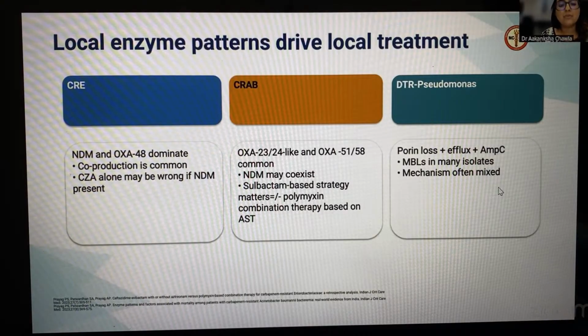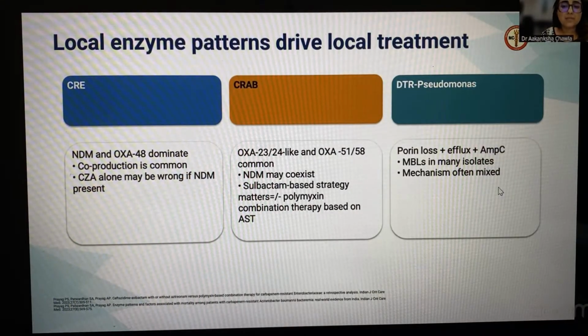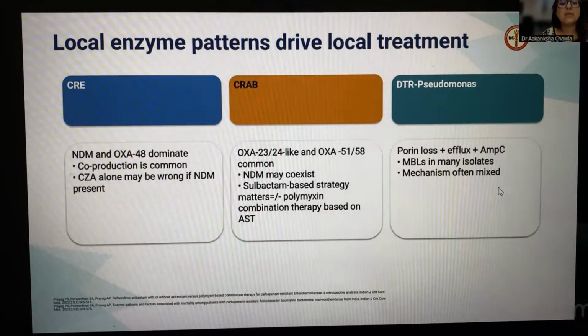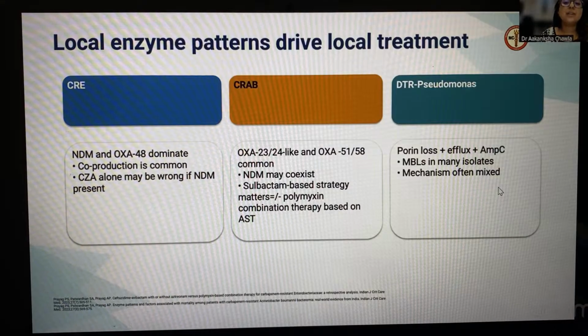So this is where your sulbactam-based strategy, along with polymyxin as a combination therapy based on the AST, is your treatment of choice. For difficult-to-treat Pseudomonas, we know that there are multiple mechanisms. There can be porin loss, efflux pumps, AmpC, as well as metallo-beta-lactamases in many isolates. So the mechanism is often mixed. That is why it becomes difficult to treat, and your therapy has to be according to the underlying problem.